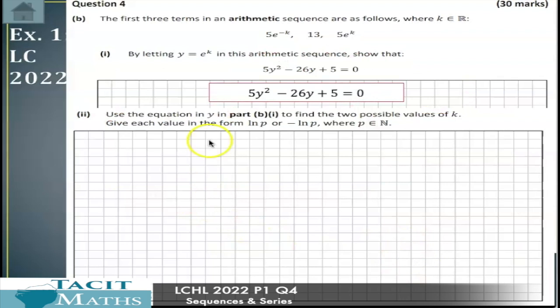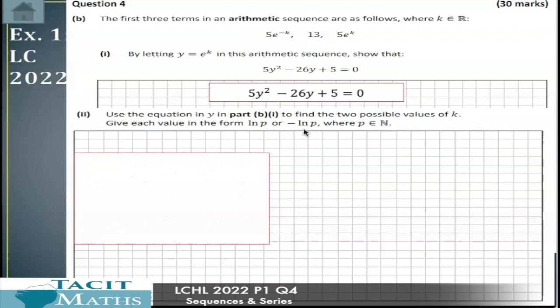Now, finally then, this looked like a very hard question, but we're basically just asked to solve for k in this case, right? But then they say something down here about getting it in the form ln of p or minus ln of p. And I'll show you what that means in a second. But this was worth 10 marks, right?